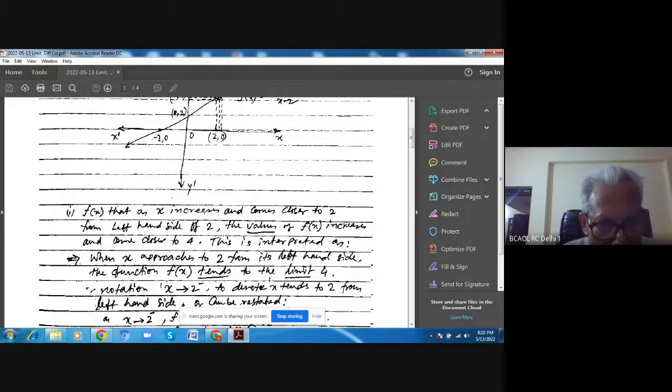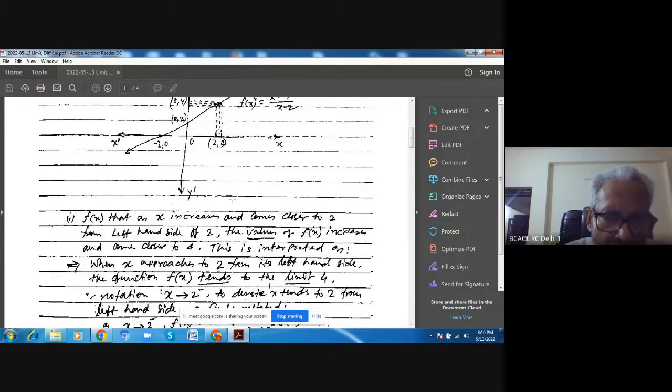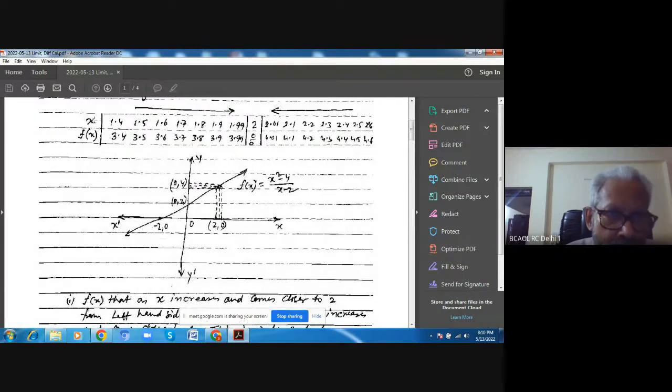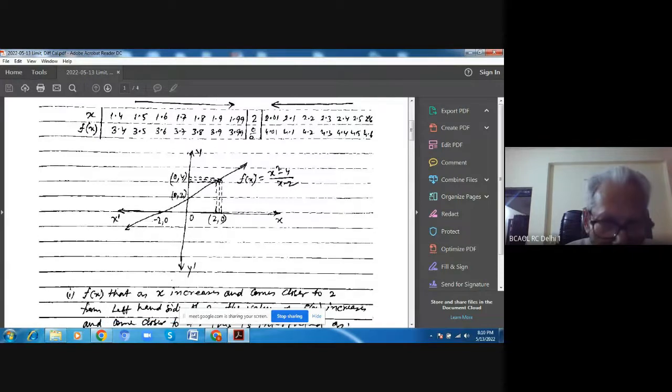X increases, mind it, x increases and comes closer to 2. Considering the left hand side, you see x increases 1.4, then increasing 1.5, then again it is increasing 1.6, again 1.7, finally it is reaching 2. So same thing I have written here.